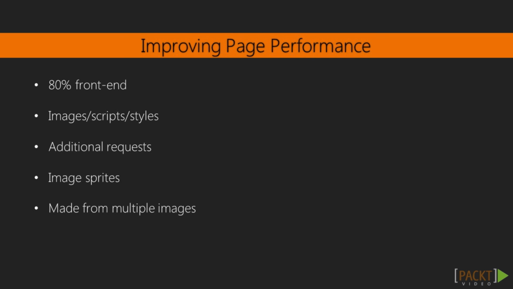About 80% of the page performance is influenced by the front-end. Biggest culprits are images, scripts, and styles. Each external resource requires an additional request to retrieve it.